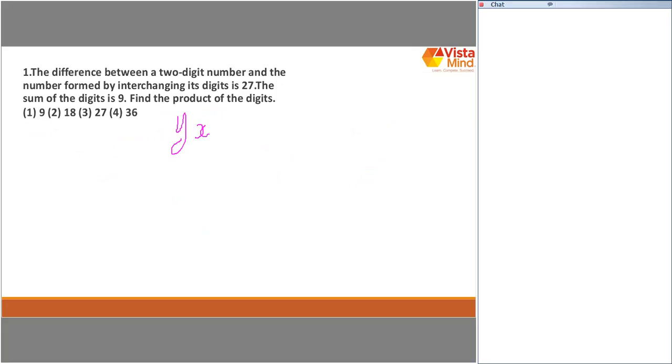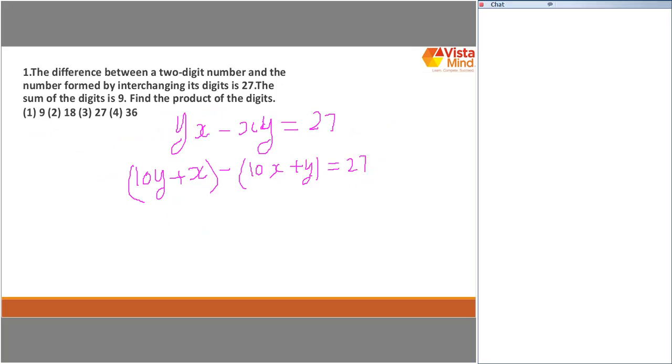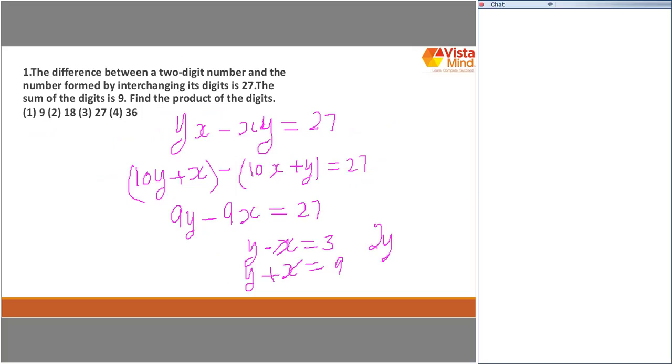yx minus xy is equal to 27. So the expanded form would be 10y plus x minus 10x plus y is equal to 27. So the equation becomes 9y minus 9x is equal to 27. So y minus x is equal to 3, and the sum of digits given in the question is 9. So y plus x and y minus x are given. If I add them, 2y is equal to 12. So y is 6.